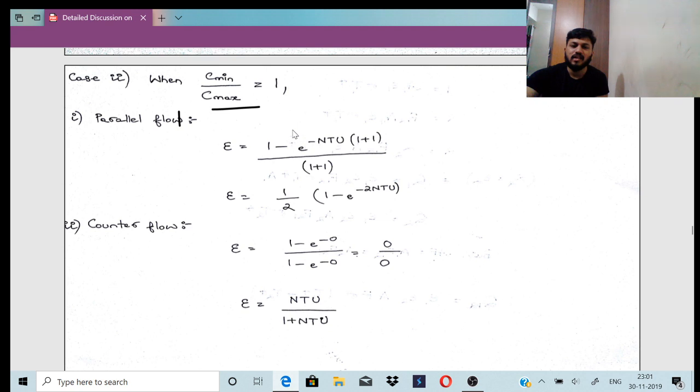You'll get the answer as 1 minus e power minus NTU power 1 plus 1 divided by 1 plus 1. So this will basically become 1 by 2 into 1 minus e power minus 2 NTU, because 1 plus 1 is 2, so it will become 2 NTU. This is for parallel flow.